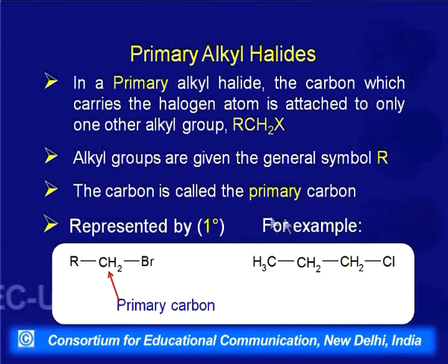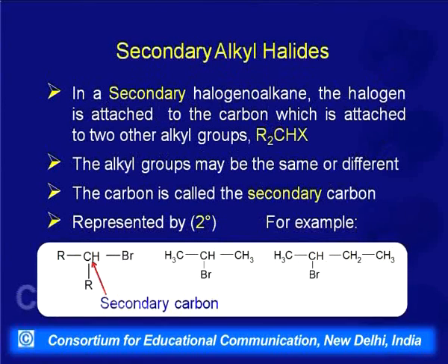The carbon is called the primary carbon. So, as we see in this example, this carbon is called primary carbon. We also represent it by 1 degree. So, if anywhere in the organic compounds it is written 1 degree, we should understand that it represents a primary carbon, and this is the example of a primary carbon.